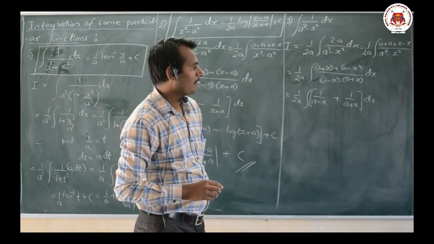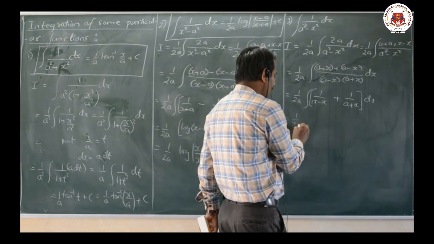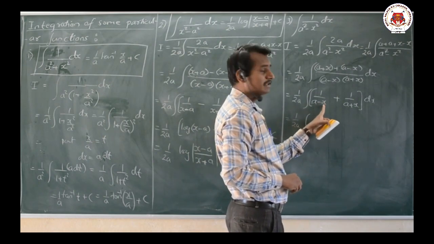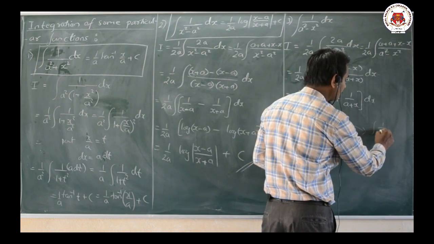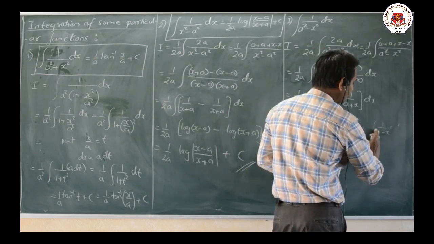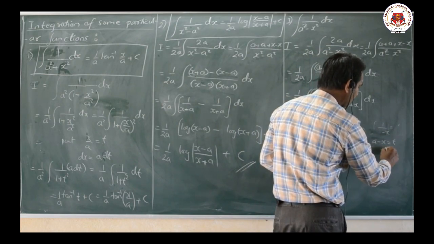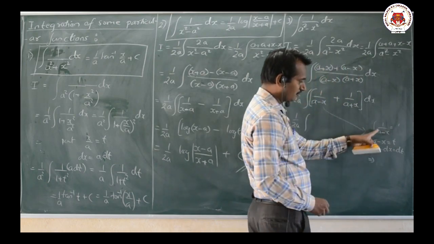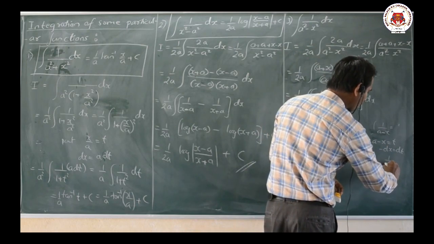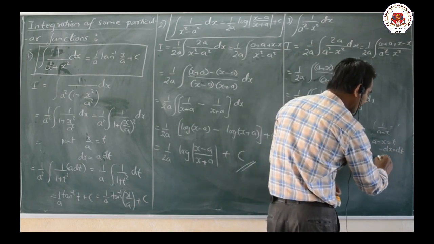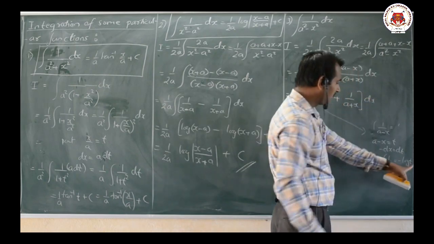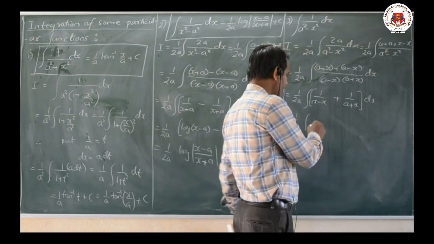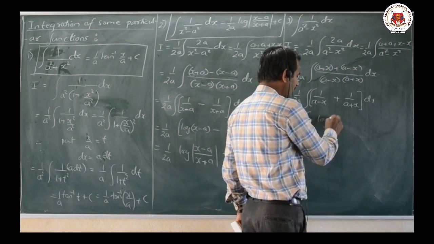Now we can do the integration. The integration is 1 by 2a, integration of 1 divided by a minus x we have. You can do this by the substitution method. Take a minus x equal to t, then minus dx equals dt. When we substitute all this, we get minus dt remaining, that is minus log t, where t is a minus x. We can also write this directly.